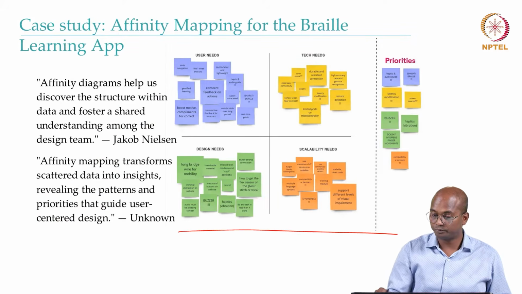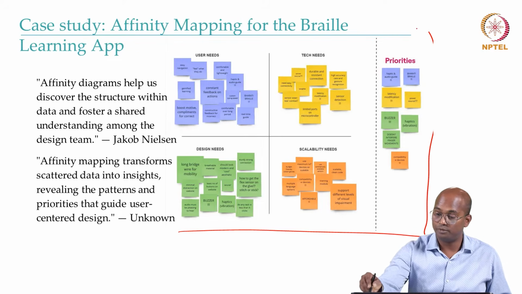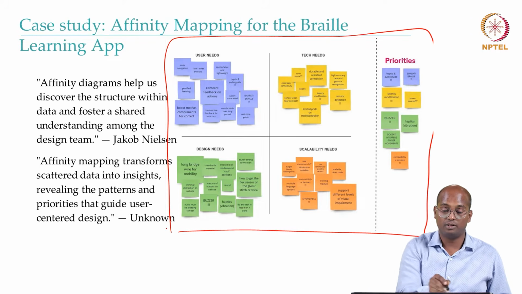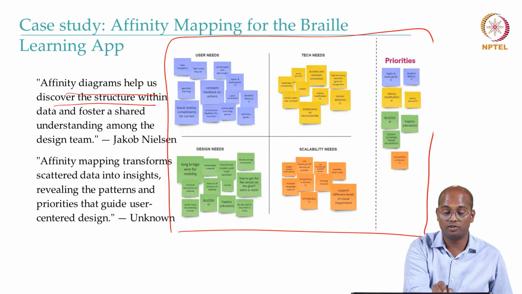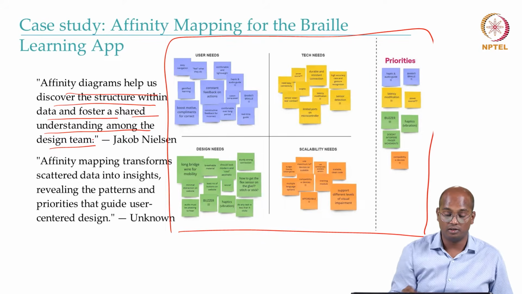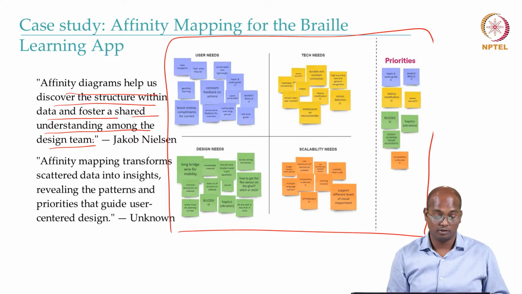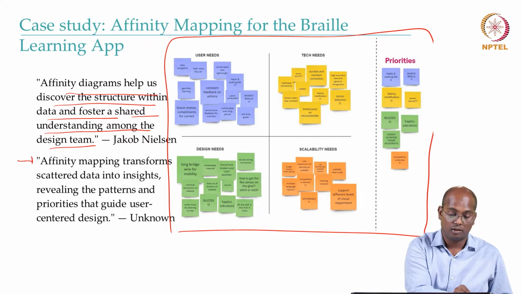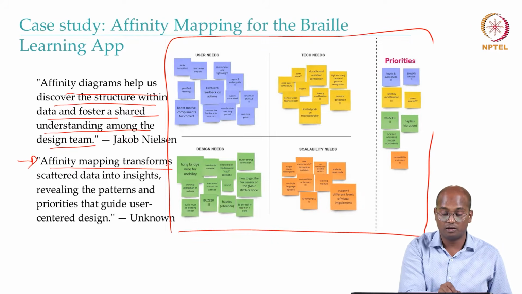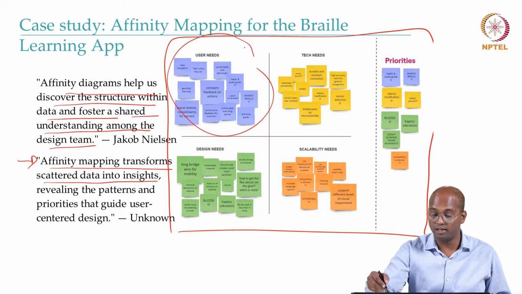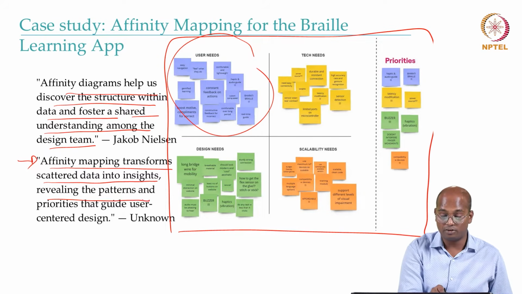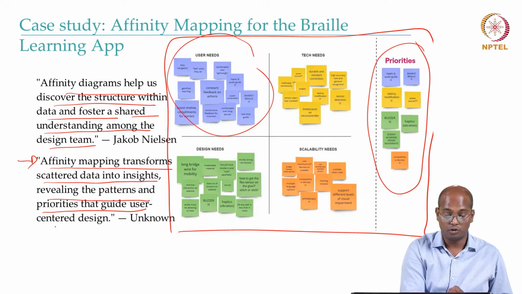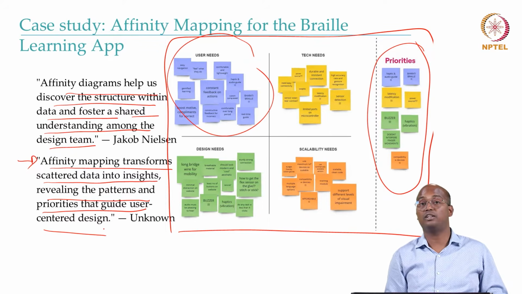So this is the affinity map that we have built for our project. So here the affinity diagram helps us to discover the structure within the data and foster a shared understanding among the design team, as said by Jakob Nielsen. Also, it is interesting to note that affinity mapping transforms the scattered data into insights. So the different insights that you can get, revealing the patterns and the priorities that guide the user-centered design.